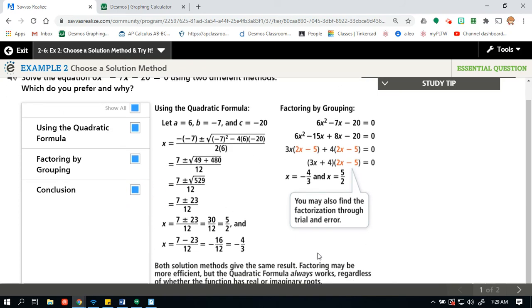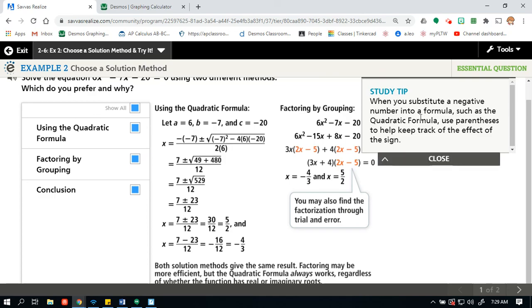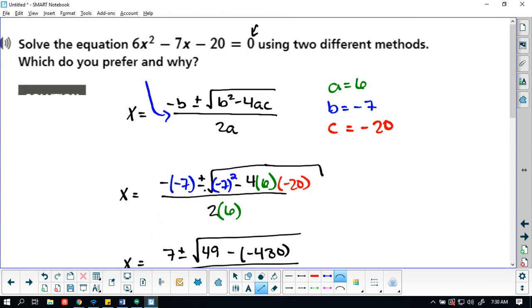And then the conclusion. Both solution methods give the same results. Factoring may be more efficient, but the quadratic formula always works regardless of whether the function has real or imaginary roots. So that's a great key there. The quadratic formula will always work for real and imaginary roots. All right, when you substitute negative numbers into a formula, such as the quadratic formula, use parentheses to help keep track of the effect of the sign. I did that back here as well, so you notice here. So make sure you always keep those parentheses.